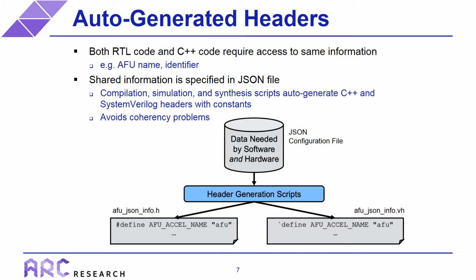So Intel's framework provides you with a more elegant, a safer way of dealing with this. So what you do is you take the shared information that is needed by both C++ and RTL code, and you specify it in a JSON file. And now all of the compilation scripts and simulation scripts and synthesis scripts will automatically generate header files for both the software code and the RTL code that have this information available. And it's usually in some form of a constant.